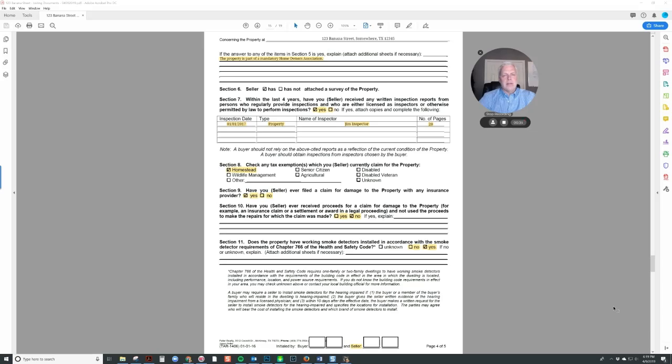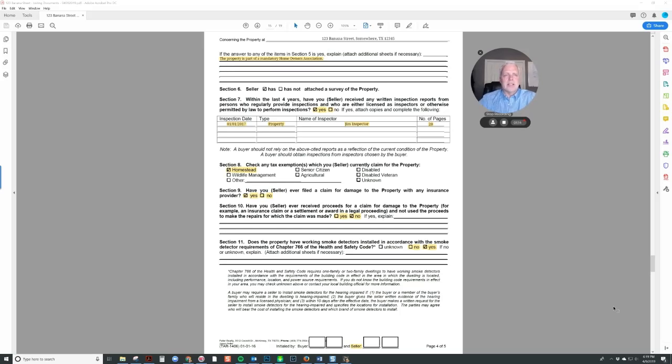Section 9 is asking whether you've ever claimed on insurance any damage to the property. So say a hailstorm came through, you had the roof replaced, then you've had that done. Maybe the water heater froze and broke and came through the ceiling, you had to file an insurance claim. And then that's a yes or no. And then Section 10 is just asking, have you ever had one of those claims and then you did not use the money you got to fix the damage?